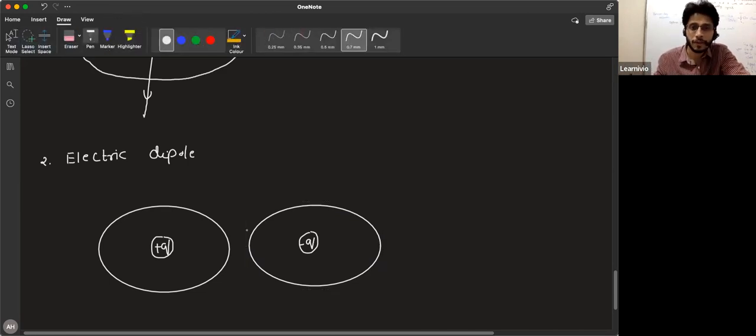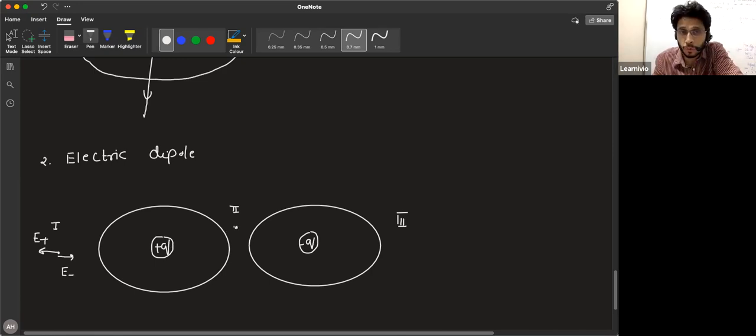The next is, if I take three regions: region 1, which is left of the positive, region 2, which is in between positive and negative, and region 3, which is right of the negative, then in all these three regions the strength of the field will be different. In region 1, the field due to the positive charge is away from the charge, and the field due to the negative charge is towards the charge. So in region 1, both fields are in opposite directions, so they get subtracted.